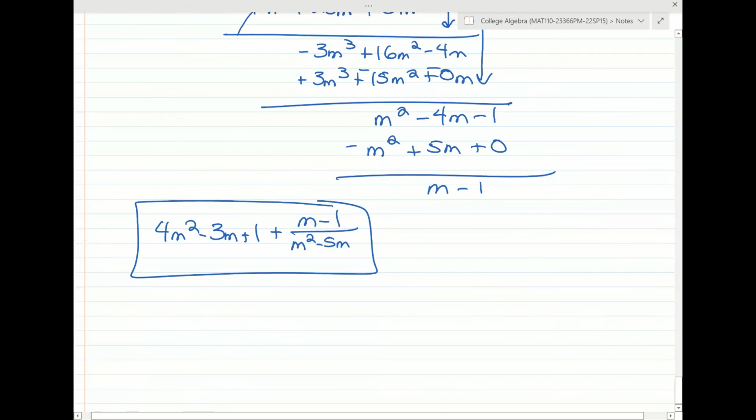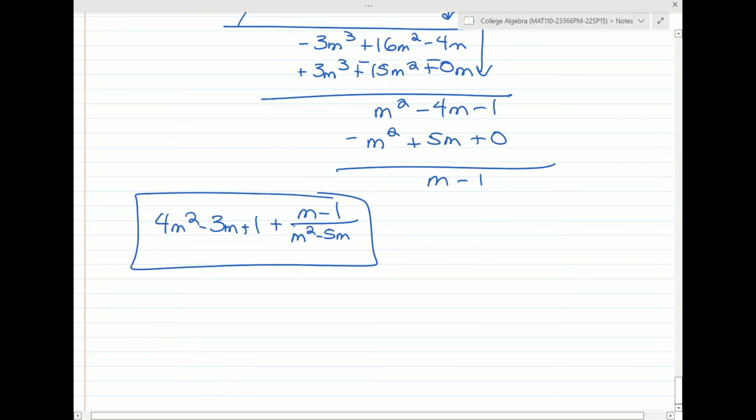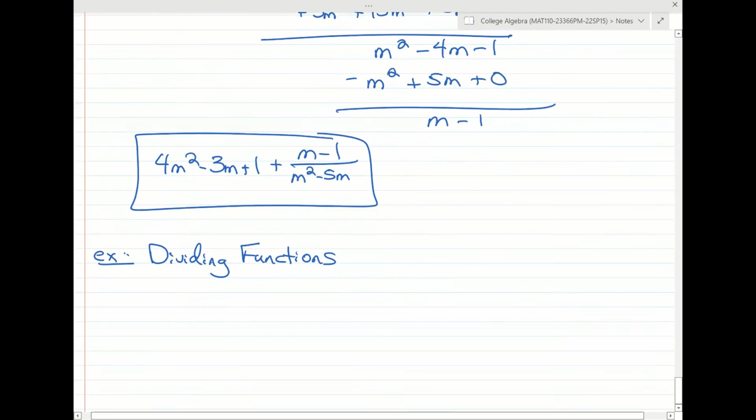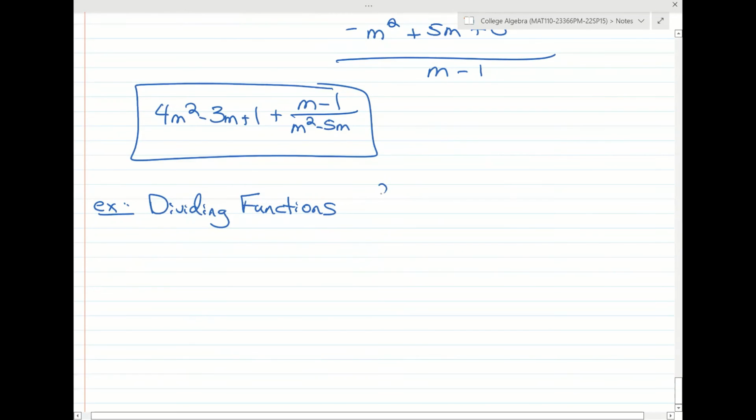I wanted to talk about one more thing before we're done. Looks like we only have about 10 minutes left. That went pretty quick. I just wanted to talk about dividing functions. So like f over g of x is what you'll see. And it's kind of similar to the problem that we did in the last section. This just means you take f of x and you divide it by g of x.